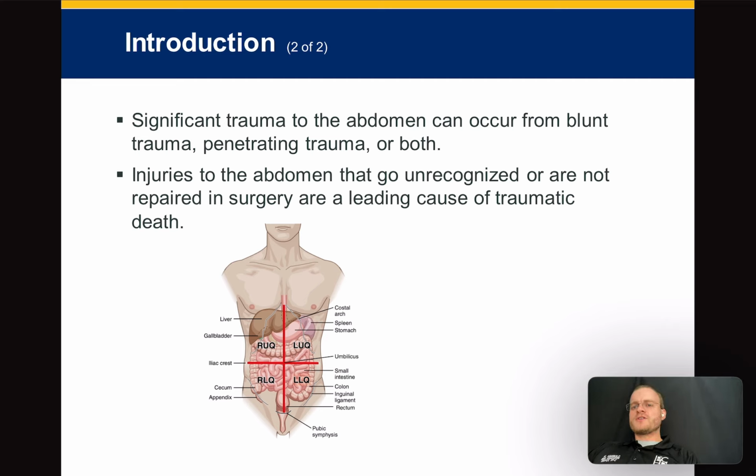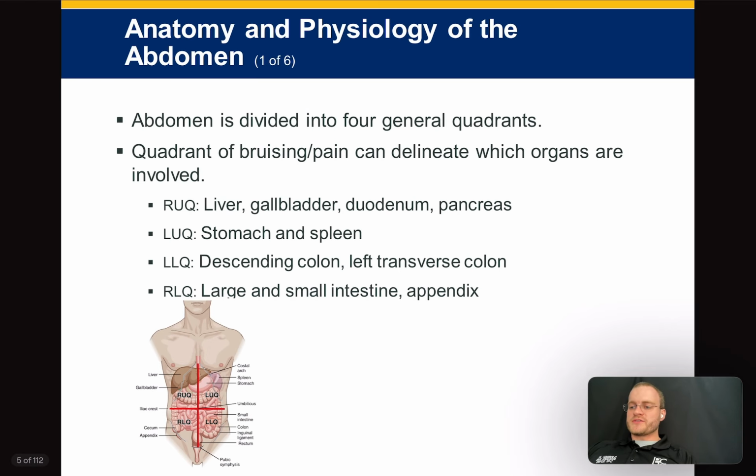Injuries to the abdomen that go unrecognized or are not repaired in surgery are a leading cause of traumatic death. You'll hear the phrase referred to as a hot abdomen, and that is because blood is hot, and as it bleeds into the abdominal cavity, it can create a warm temperature along with peritonitis, and it'll be rock hard, like guarding the abs. The stomach will be hard to touch because of the peritonitis, and so that's what it'll be called in slang, a hot abdomen.